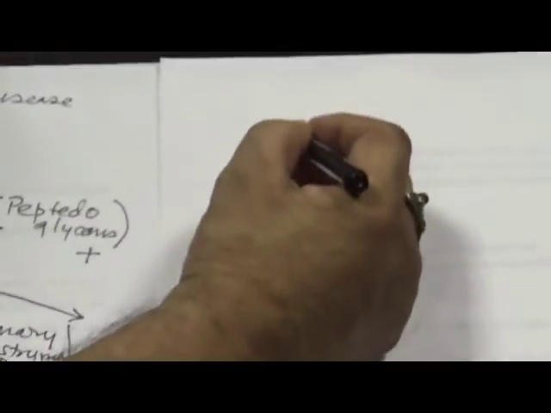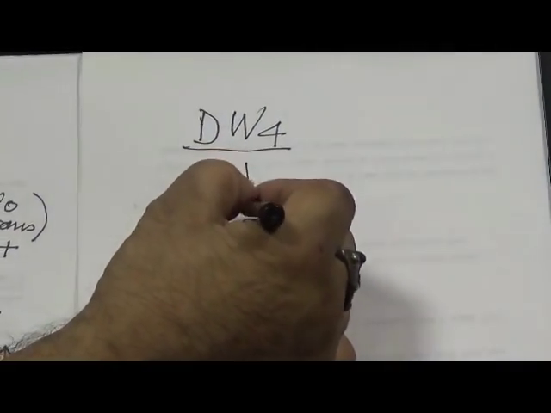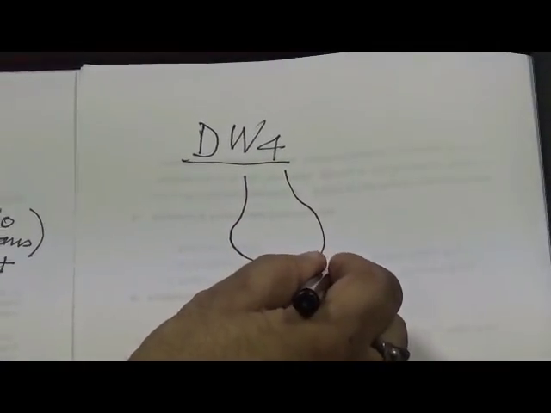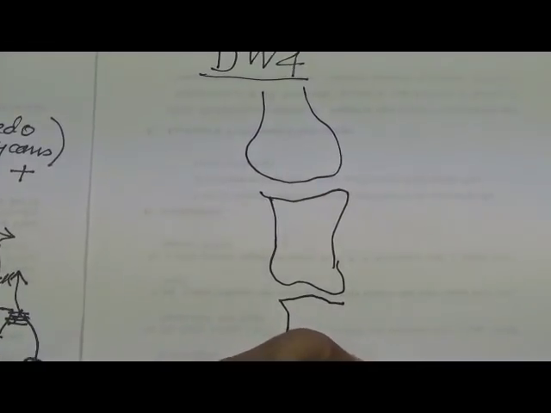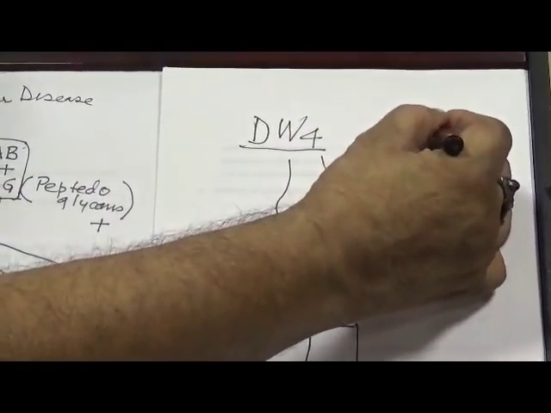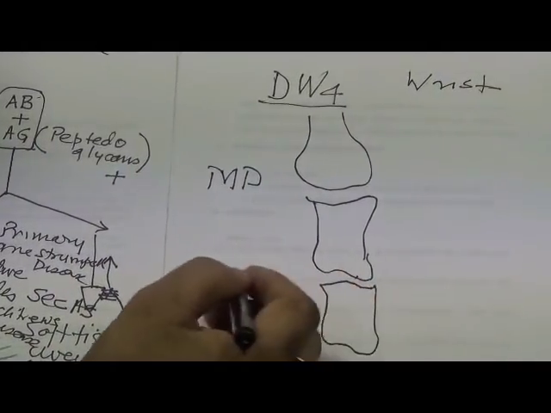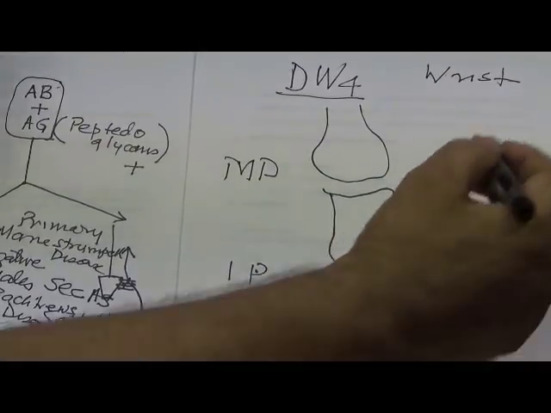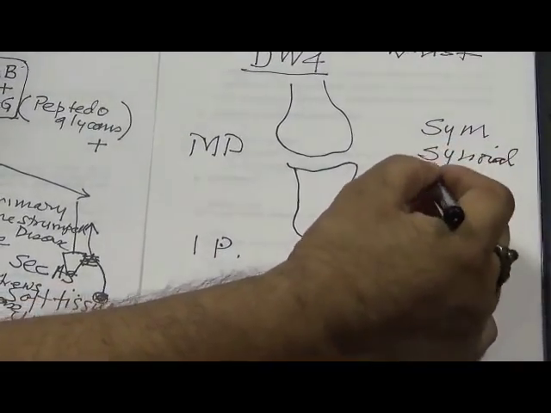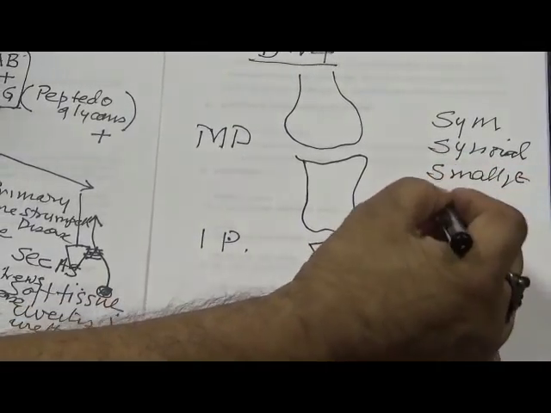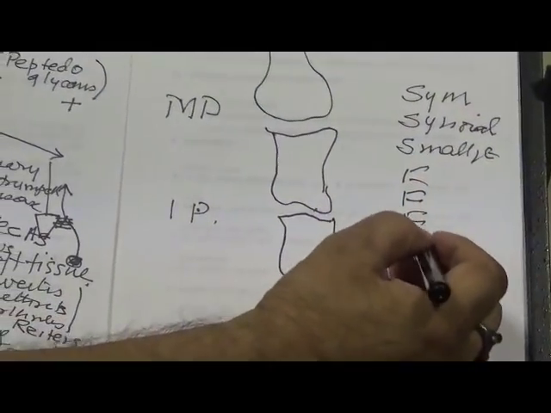On the other hand, in DW4s, the immune complex deposits in the metacarpophalangeal joints or the proximal interphalangeal joints of the hand and the wrist. The MP joint, the wrist, and the IP joints of the hand. The involvement is symmetrical, synovial, small joint, in fat, fair, fertile female of 40.